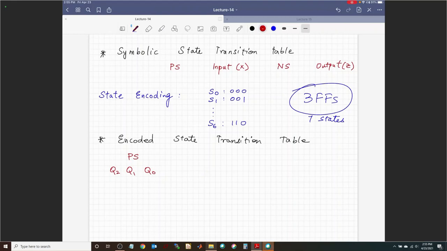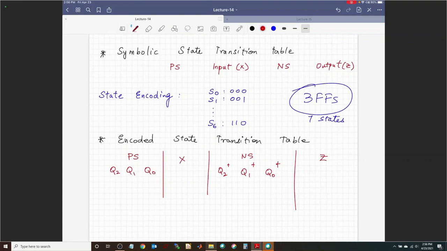So that would be our present state column, followed by the input X, then Q2 plus, Q1 plus, and Q0 plus. Depending on what flip-flop I'm using, I may be able to directly say this is D2, D1, D0, or if I was using other types of flip-flops, then I might need T2, T1, T0, or J2, K2, J1, K1, and J0, K0. A lot more columns in that case. And I can say this is my next state, and then my output Z. So that will complete the state encoded state transition table.